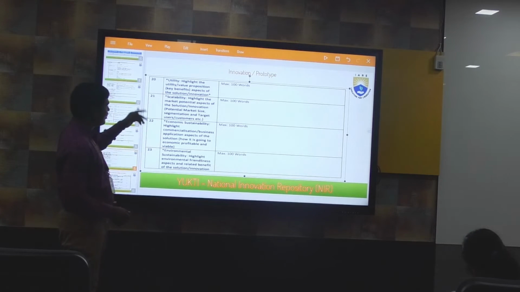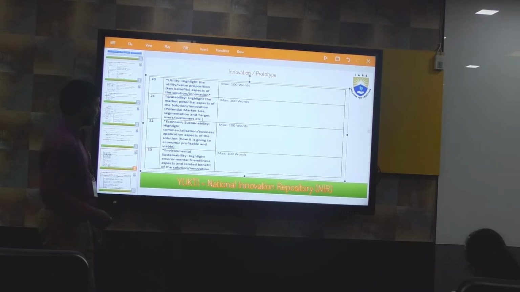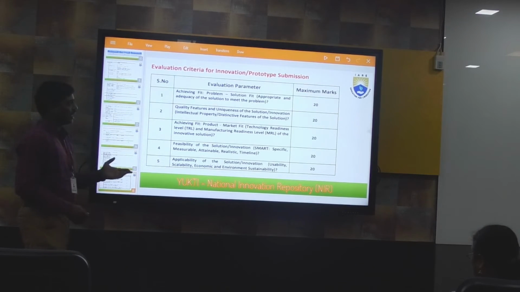So in addition to the previous form, these other 4 items they have to add whenever the innovation is above TRL 3, that is, TRL 4 to 9. For evaluating this one, these are the parameters considered.